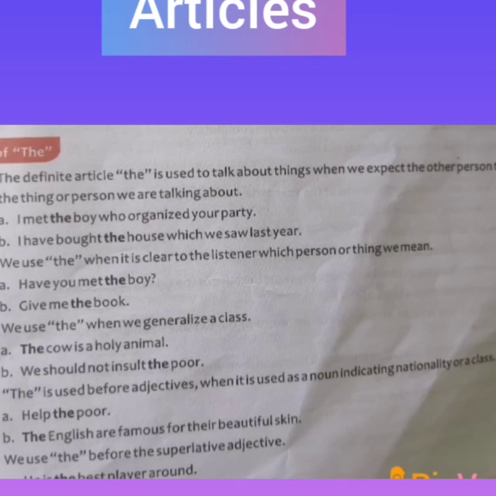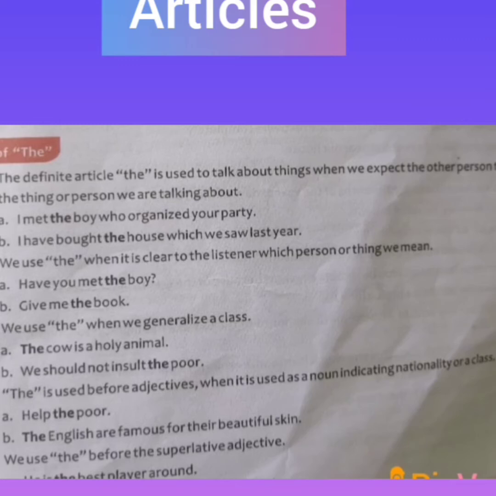The is used to generalize a class. When we want to tell about an entire class, the is used. The cow is a holy animal. We should not insult the poor. So the entire class of poor people, the poor. The is also used before adjectives: help the poor. The English are famous for their beautiful skin. It indicates a nationality or a class. To generalize about a particular class, we use the.